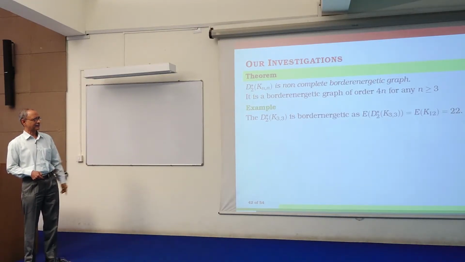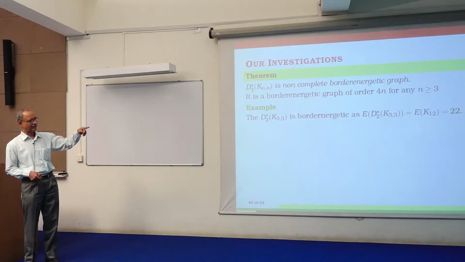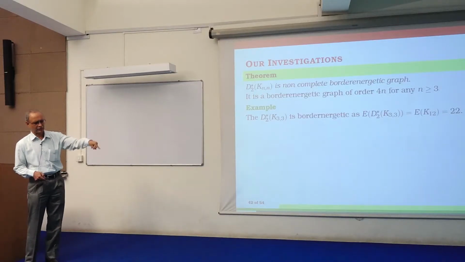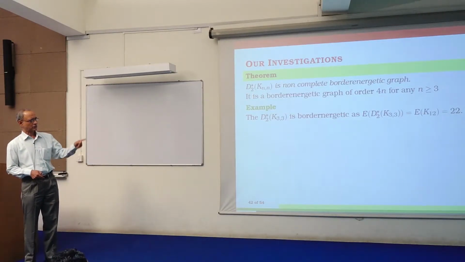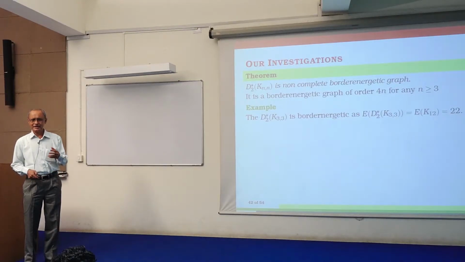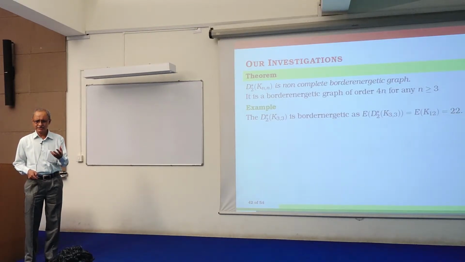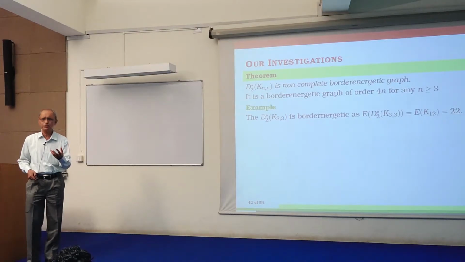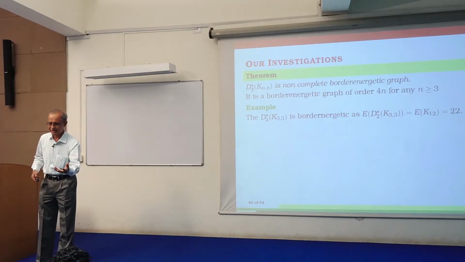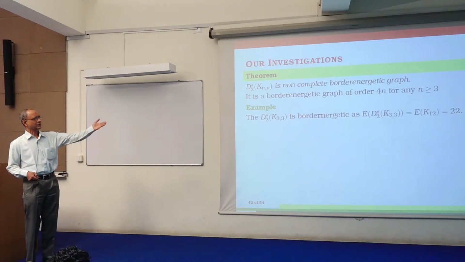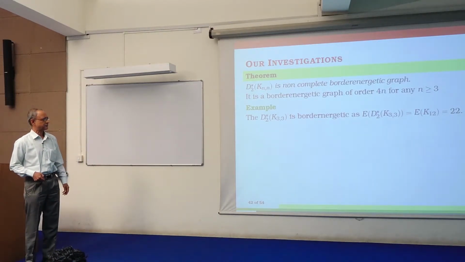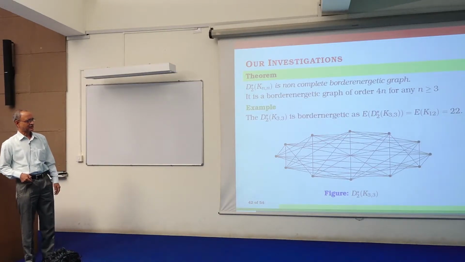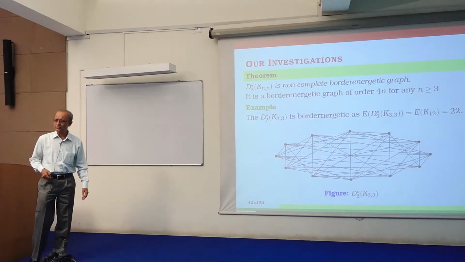Here we are explaining this with the help of an example. The extended shadow graph of K3 is border energetic. Why? Because its energy is 22 and the energy of K12 is also 22. So it is border energetic. A graph is border energetic if its energy is the same as the energy of some complete graph. So here it is, the extended shadow graph of K3.